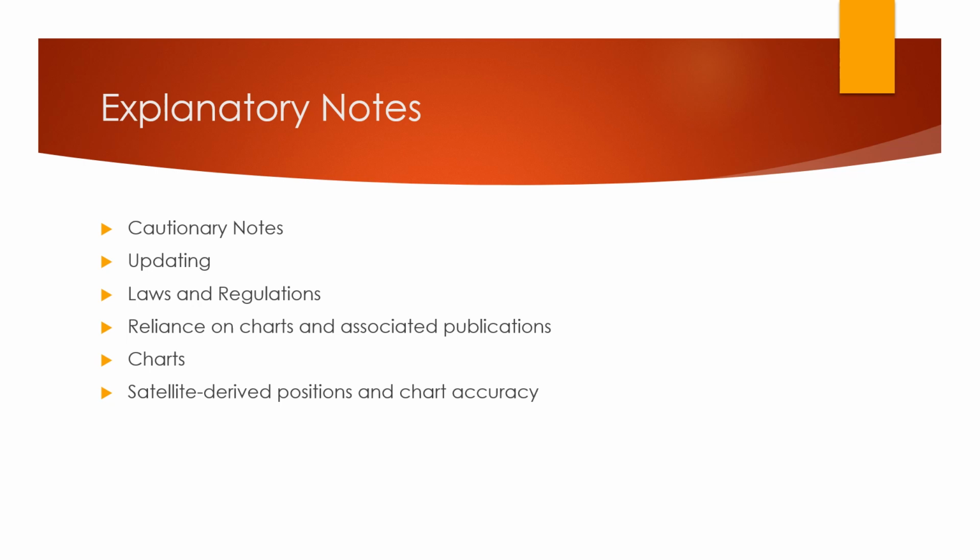Finally, reliance on satellite derived positions and chart accuracy is also highlighted. That would mean that you should not completely rely on positions supplied by the satellite navigation systems, and you should try your best to also find your ship's position using all available means, to ensure that you have verified your ship's position. This applies to both paper and digital charts, and again reference is made to Nautical Publication 100, the Mariner's Handbook, to guide you on how to use the charts and publications.